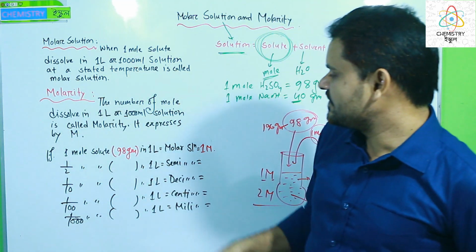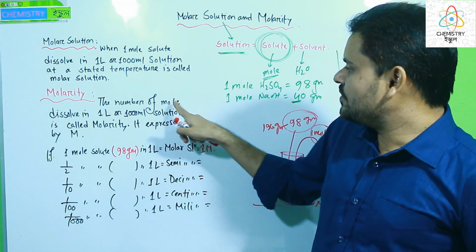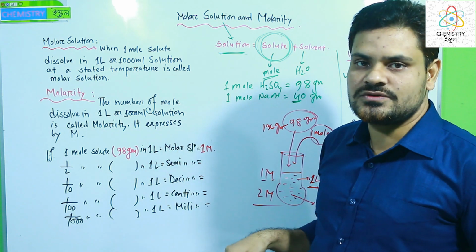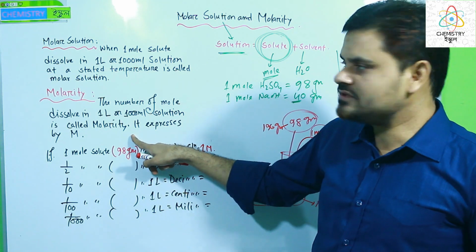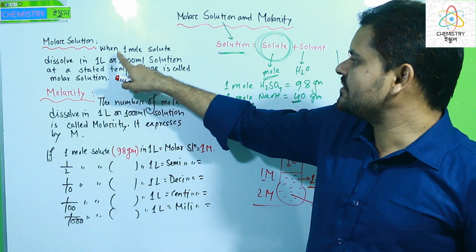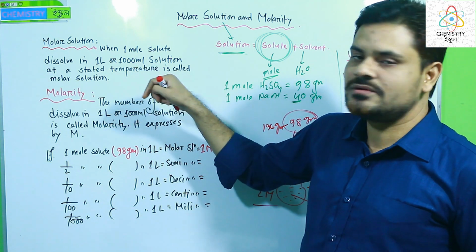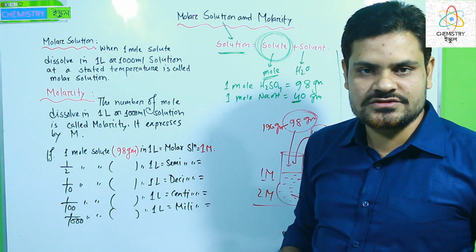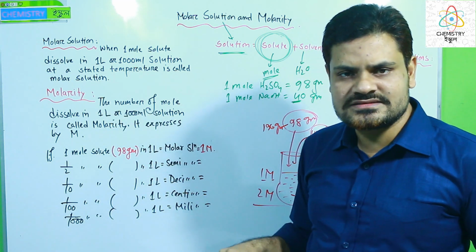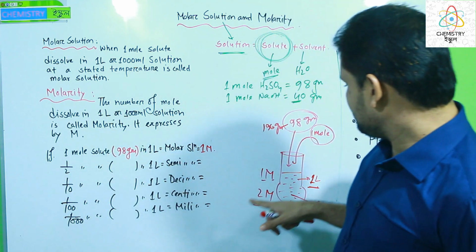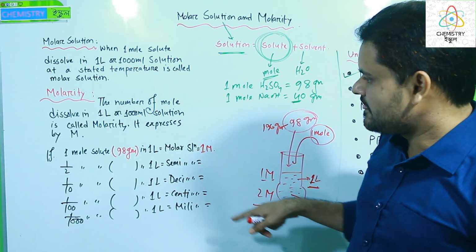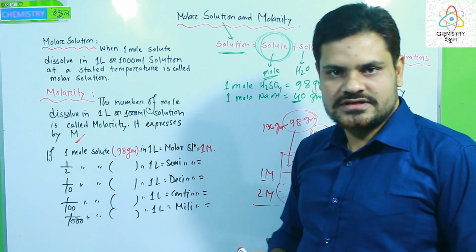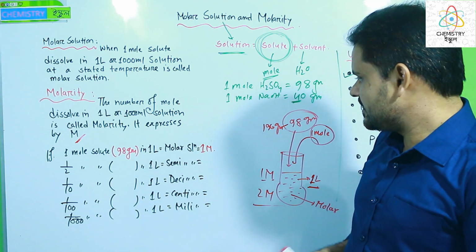Molarity, look here: the number of moles dissolved in 1 liter or 1000 milliliter of solution. This is the molarity. Also, molar solution is written here. When 1 mole of substance is dissolved there, it will be the molar solution. The number of moles indicates the molarity of the solution when dissolved in 1 liter. That is why we write M here. M means molarity. Molarity is expressed by capital M. Already you have known this here.